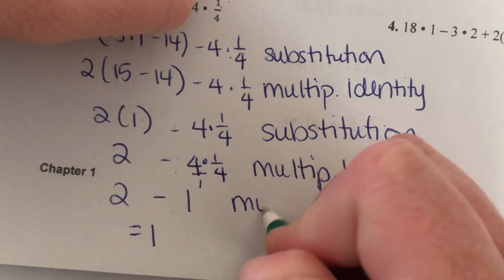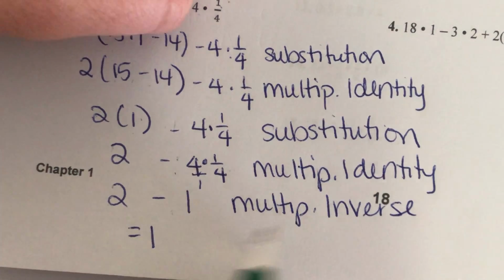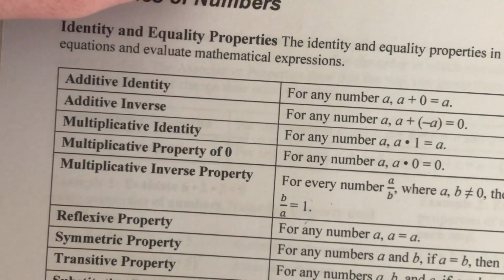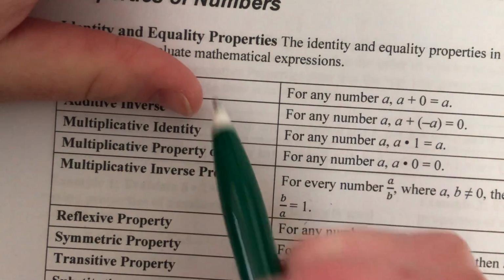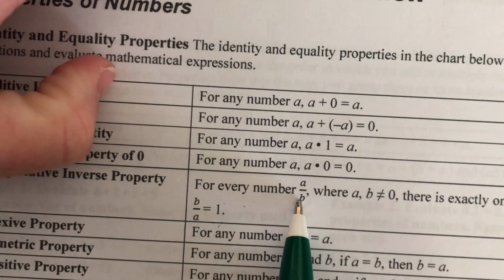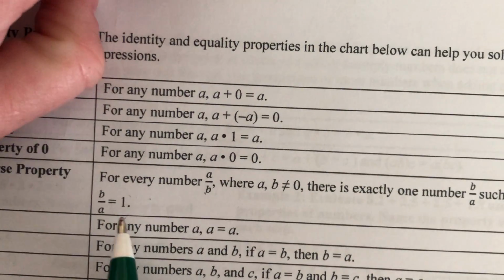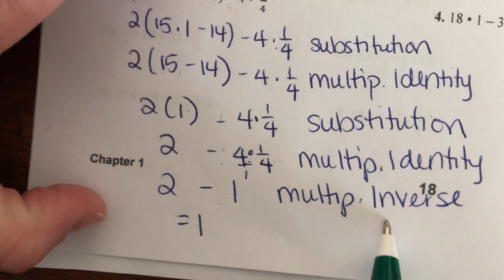So that's the multiplicative inverse. I'm multiplying, so I have to look up here at my multiplication properties, not the top two, one of these three. And I multiplied by a reciprocal, a fraction. Well, here I see a fraction. If I multiply by the reciprocal, if I flip it, the answer is 1. And that's exactly what I got down here, multiplicative inverse.